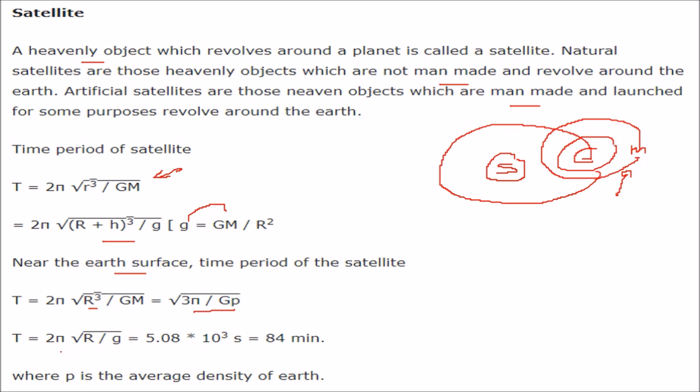We have all these values equal to 2 pi. R is known, gravity is known, so it will be 84 minutes. This rho here is the average density of the Earth.